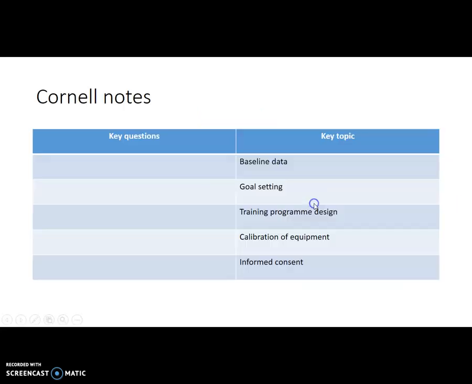Okay, so what I want you to do is your Cornell notes for this lesson will be baseline data, goal setting, training program design, calibration of equipment, and informed consent. So you can pause this now and get this down.